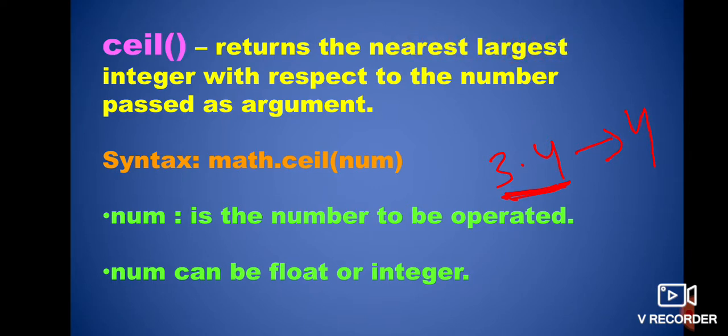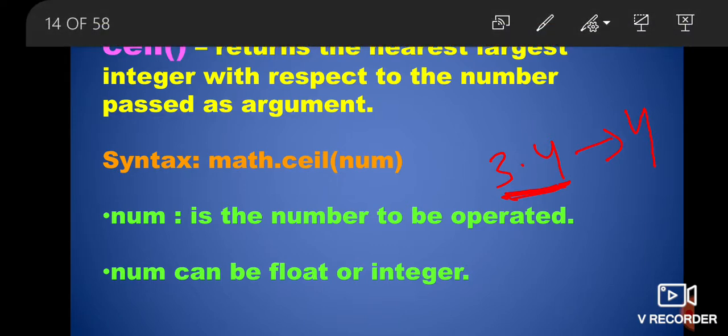And how do you use this function? You call it with the help of the math module name, and you pass the number to be operated. And this number is usually a floating point number, although it can be an integer also, but the relevance is to give a floating point number so that you can see the effect of this function on that value. Then let us see the practical implementation.